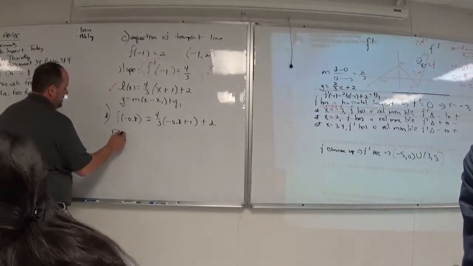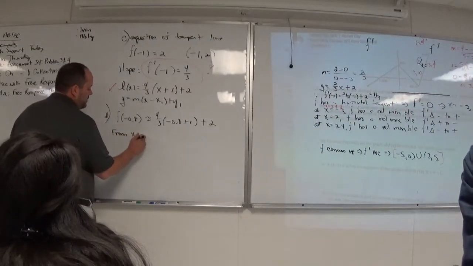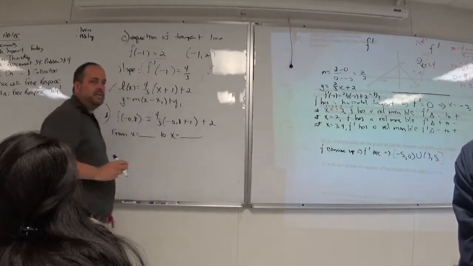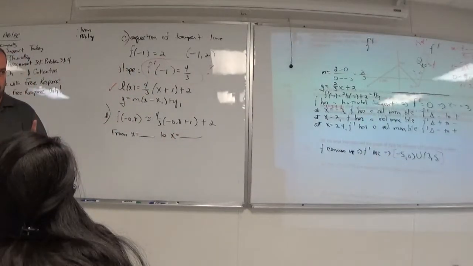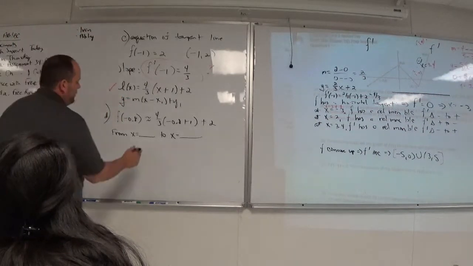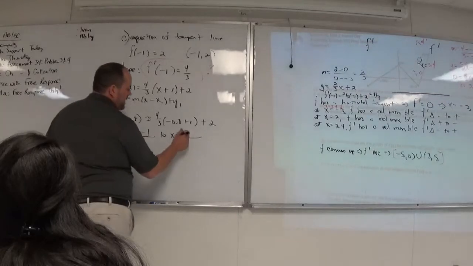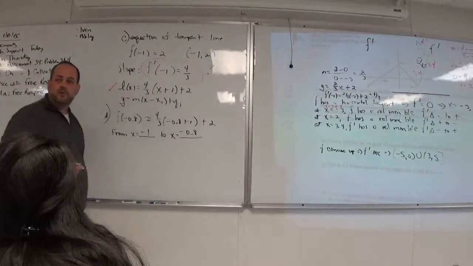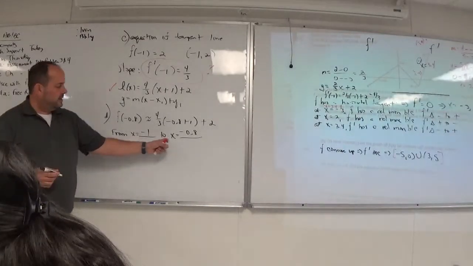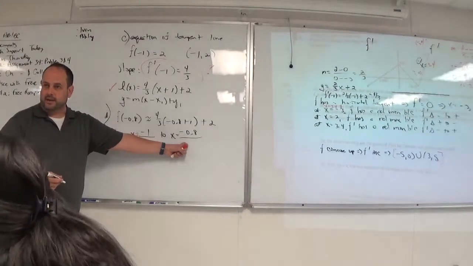And now here's where you need to be careful. From where to where? There's two things in particular that I'm looking for. Your point: the point of tangency and the point you're approximating. So from x equals negative 1 to x equals negative 0.8. This is the point that I'm using to build the line. This is the point that I'm approximating.